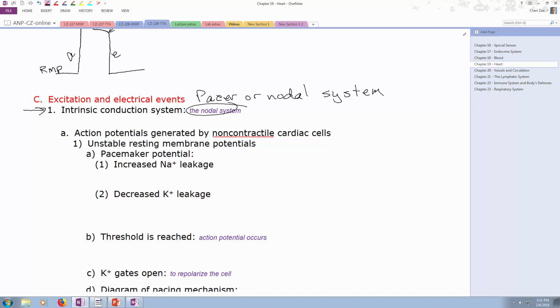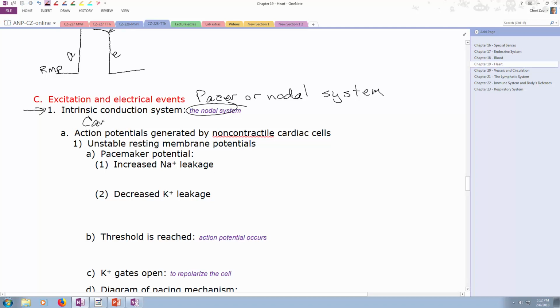Intrinsic means built into you. Do you guys remember the intrinsic muscles of the eye and the extrinsic muscles? So intrinsic means it's part of your construction, built into you. Extrinsic means it's coming from an external source and being applied to you. That's what our intrinsic conduction system is all about.